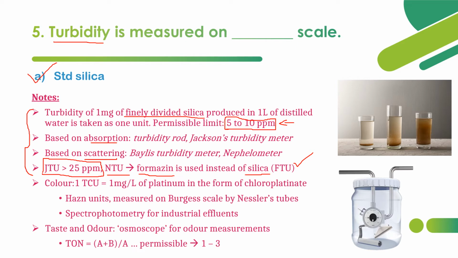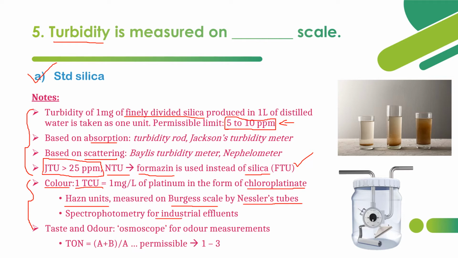Now let's see some more parameters like color, taste and odor. Color is given by one TCU, that is one true color unit, which is equal to 1 milligram per liter of platinum in the form of chloroplatinate. This is the actual definition. Or we can say in Hazen units, which will be measured by using the Burgess scale or Nessler's tubes. So these are some of the measurement techniques used to find the intensity of color in drinking water.